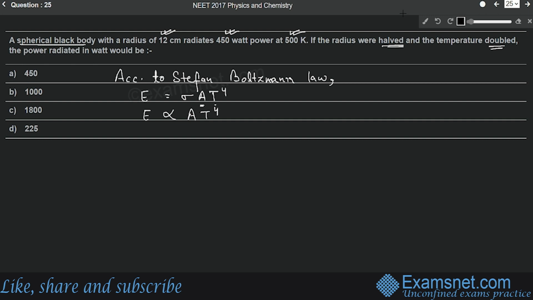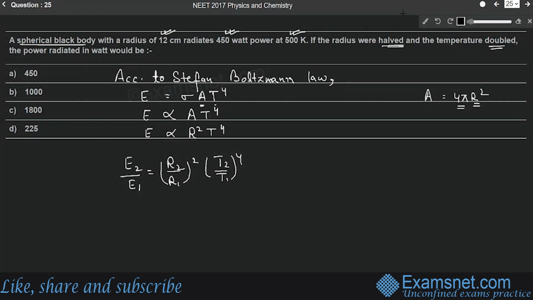Okay. Also we know that area of a spherical body is equal to 4 pi r square. Right. So in place of area we can write r square. Okay. Because 4 pi will also be constant. So energy will be proportional to the square of radius and fourth power of temperature, right? So E2 by E1 will be equal to R2 by R1 square into T2 by T1 to the power 4.